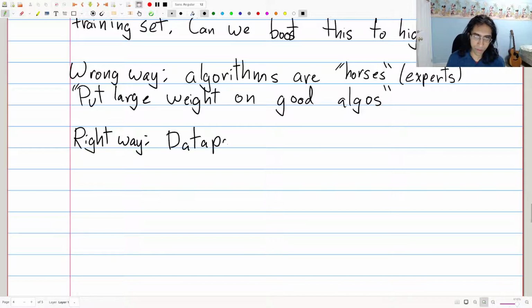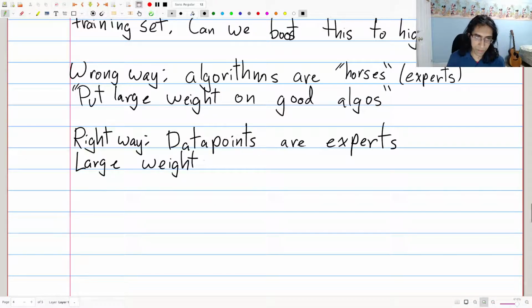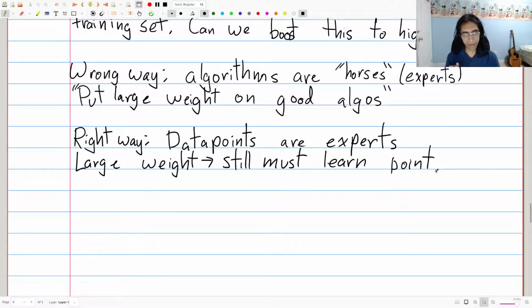The data points are our experts. And the intuition, like I said, is that a large weight means that we still must learn this point. Okay, so that's the main idea.